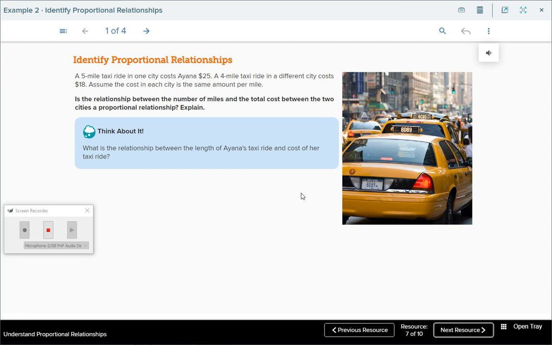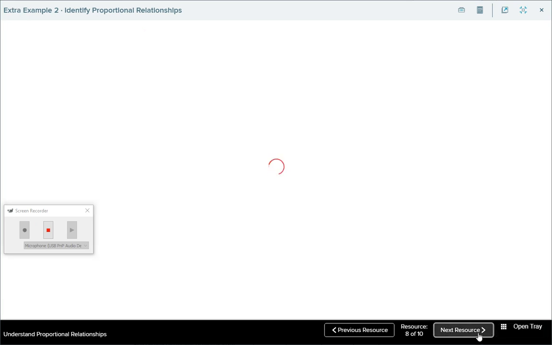Okay, does 100 equal 90? No. So is that a proportional relationship? No, it's not. How easy was that? Good. Try this one on your own. Let's see if you get it right. Do this one in your notes.